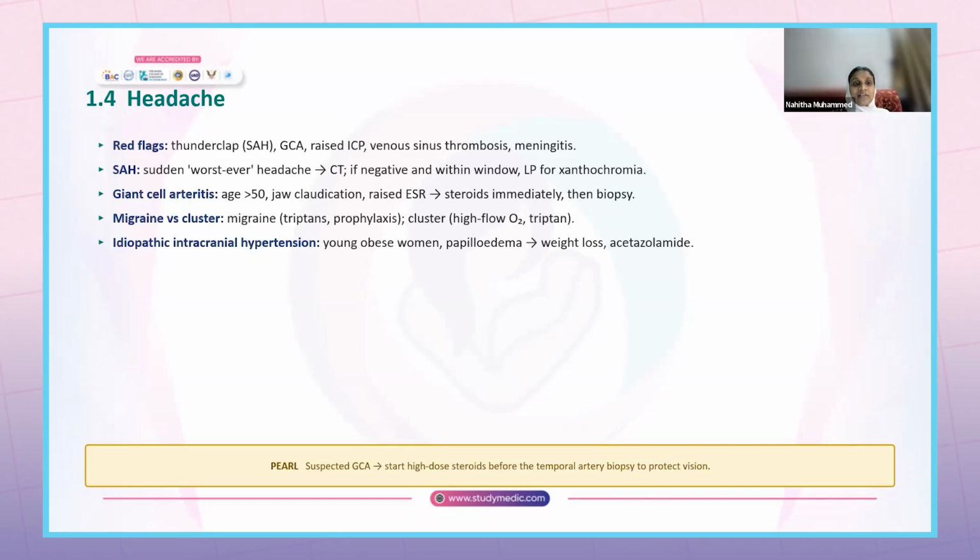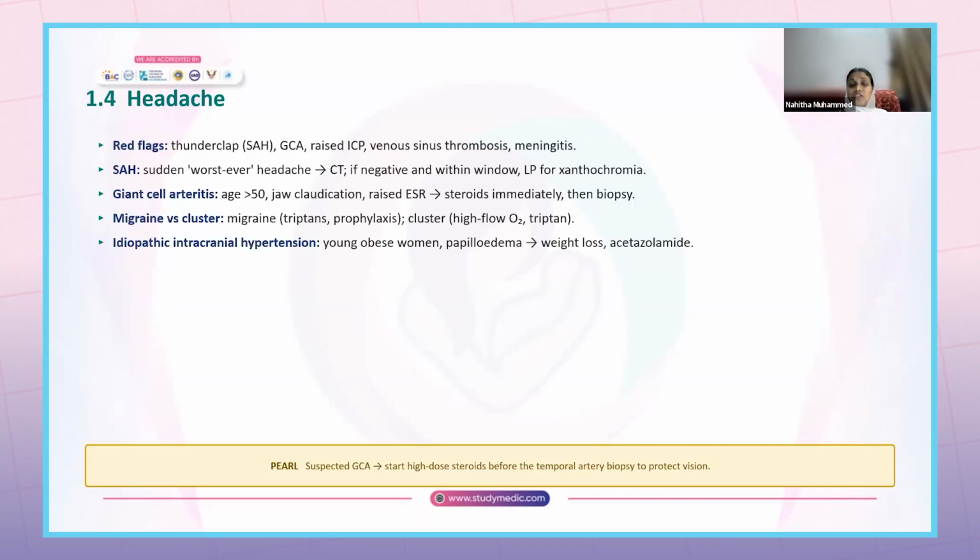Then third is migraine versus cluster headache. Migraine we give triptans. In cluster headache, the treatment is high flow oxygen. The last one is idiopathic intracranial hypertension. By the basic appearance of the patient, we can understand: young obese female with papilledema. They will complain of blurring of vision.